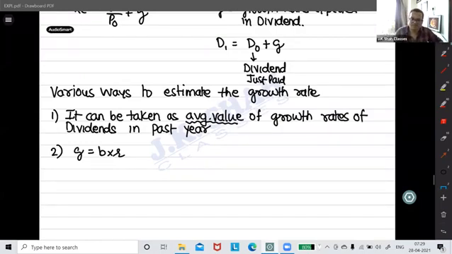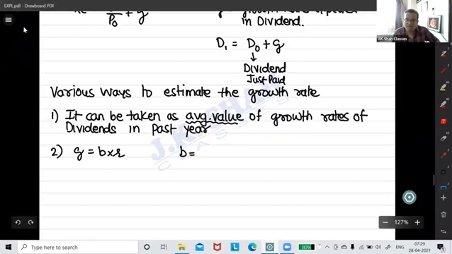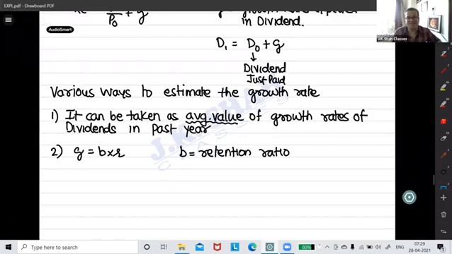B is the retention ratio. So give R to that. But if I give R to that, then what do I give to the other R? The other R is ROE, returns on equity.